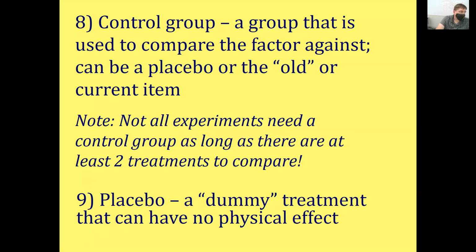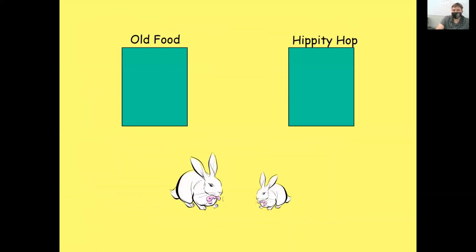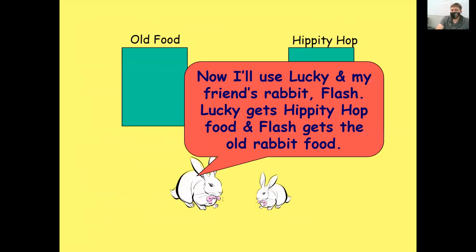All right, so I know I need a control group. So let's see if this makes my experiment any better. So there's my old food. There's my hippity hop food. I'm using my pet Lucky again because she's awesome. She's got a pink bow, I should say she. And now I'm going to use my friend's rabbit Flash.